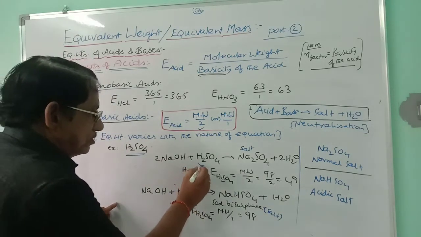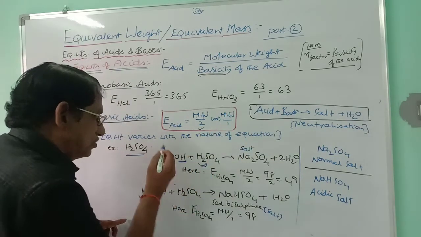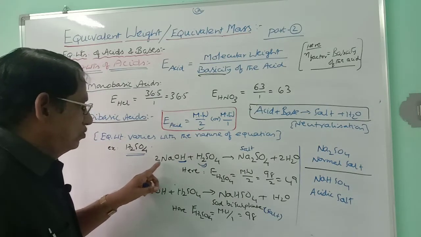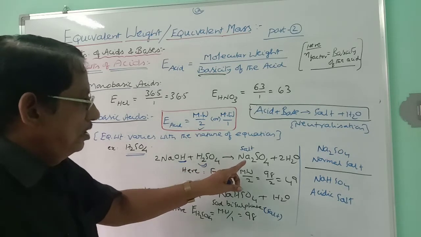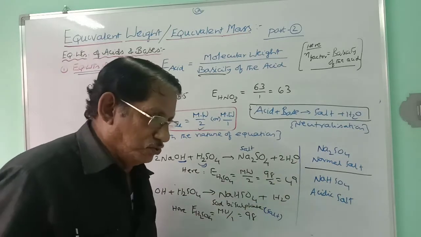Here 2 hydrogens are there, replaceable hydrogens. So you have to take 2 OH minus ions. That means you have to take 2 moles. And so in this case, 2 moles of sodium hydroxide, 2 NaOH combined with H2SO4 will give you Na2SO4, which is salt, sodium sulfate salt, plus 2H2O.